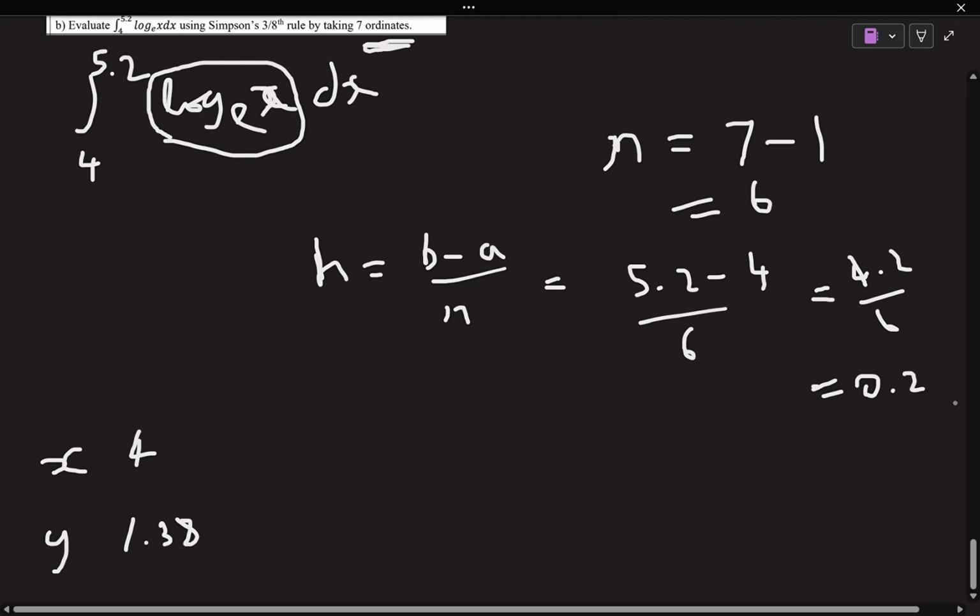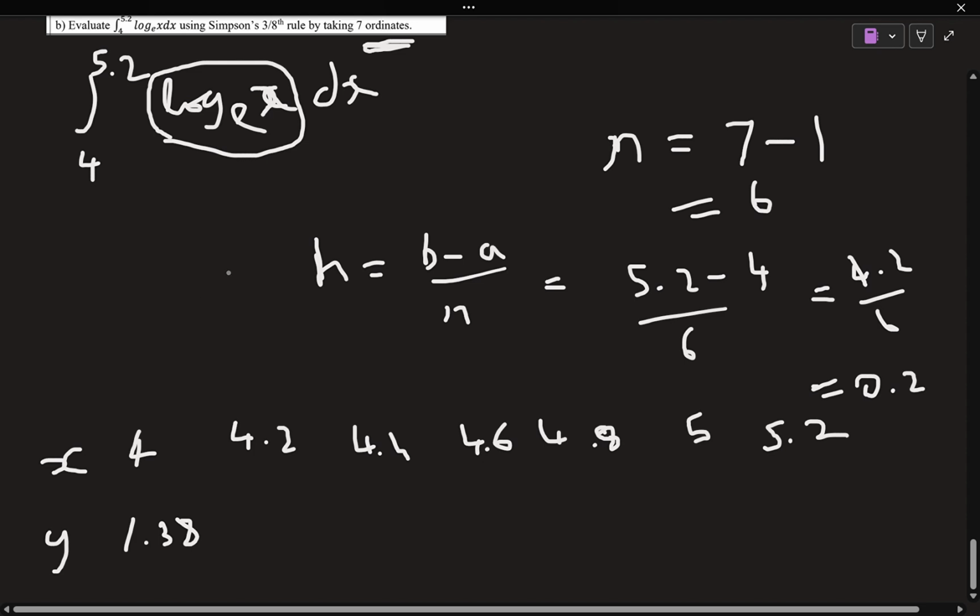Now I need to add 0.2. So it will be 4.2, 4.4, 4.6, 4.8, and then 5 and 5.2 because that's my last value.